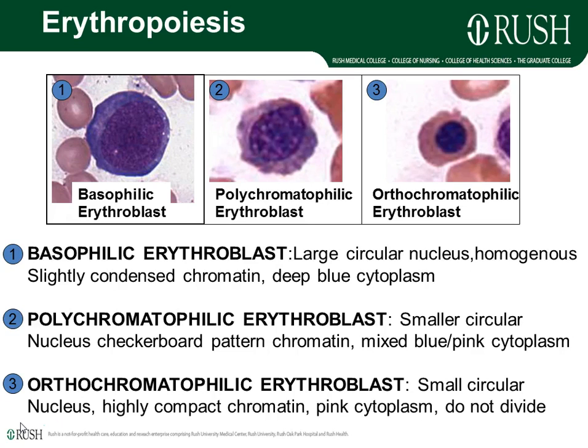Why is the cytoplasm blue in this cell? Well, there's a lot of production of hemoglobin going on. Therefore, there's a lot of RER in the cytoplasm, which is why it's so deeply blue.